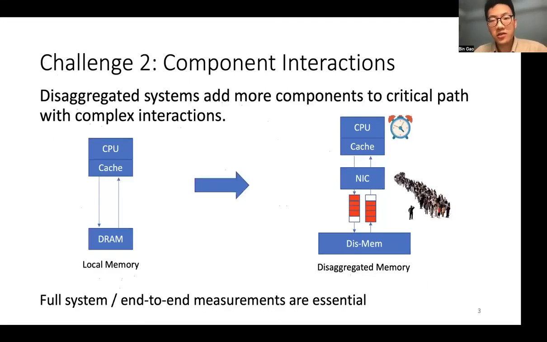The second challenge is that the performance and the behaviors of disaggregated systems heavily depend on complex interactions between different components. For example, in a conventional local memory system, memory accesses are not affected by other nodes. But with disaggregated memory, a completely unrelated node can significantly increase a node's memory latency. For example, there will be additional latency from network congestion. Such interactions will only show up in a full-system end-to-end evaluation with realistic workloads.